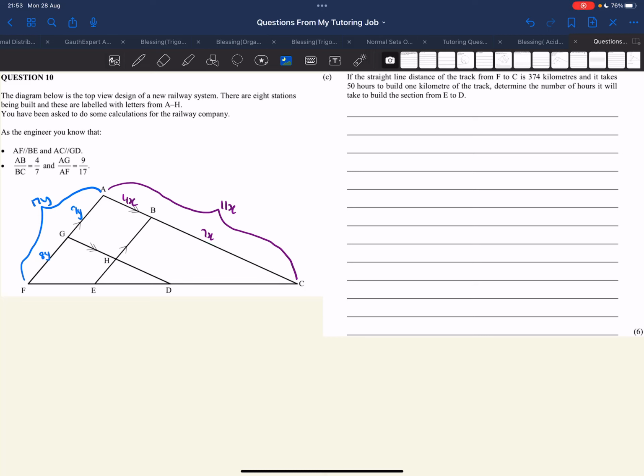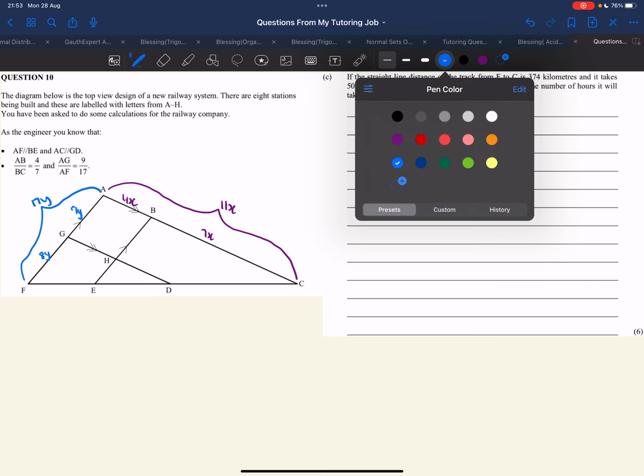Okay, right. So in question C, they say that if the straight line distance of the track F to C is 374 kilometers and it takes 50 hours to build 1 kilometer of the track, determine the number of hours it will take to build the section E to D. Now, for me to do that, I'm going to use a different color, which is good.